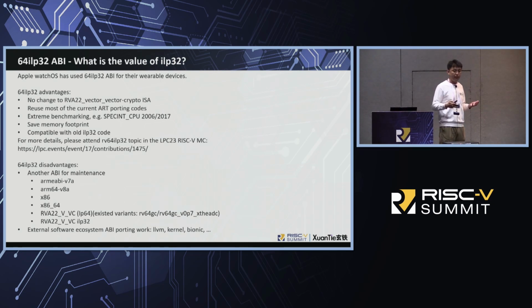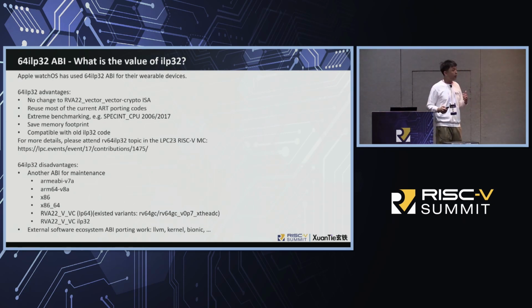And it will bring extreme benchmark results, such as SPEC INT CPU. We have finished the Linux kernel and GCC work and the SPEC INT CPU benchmark. We will talk more at the Linux Plumbers conference, RISC-V micro conference. It could also save memory footprint, and it could compete with old LP32 code. The disadvantage is that another ABI would cost maintenance work, and a lot of ecosystem API porting work.